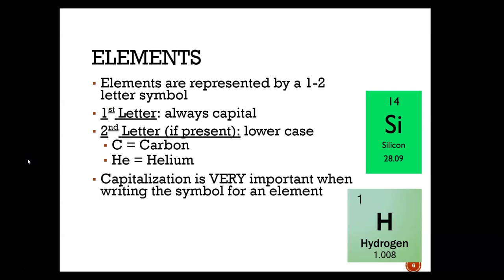The capitalization is very important when writing the symbol for an element. Little mistakes can mean a big difference. For example, capital C, capital O stands for carbon monoxide, carbon and oxygen, whereas big C, little o stands for cobalt. It's a very big difference. Carbon monoxide is a toxic, noxious gas that can actually kill you, whereas cobalt is a metal.